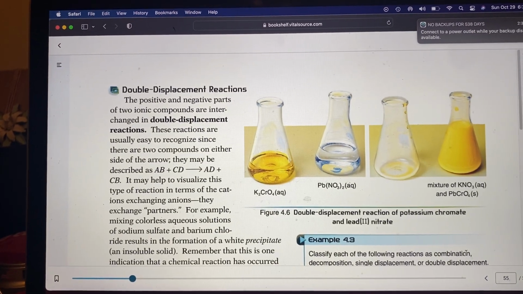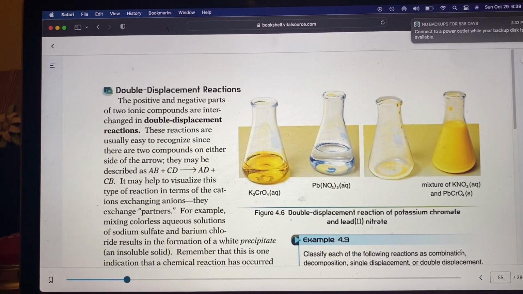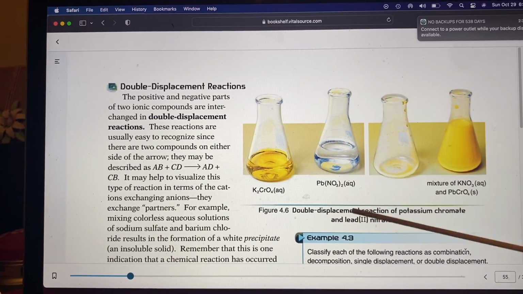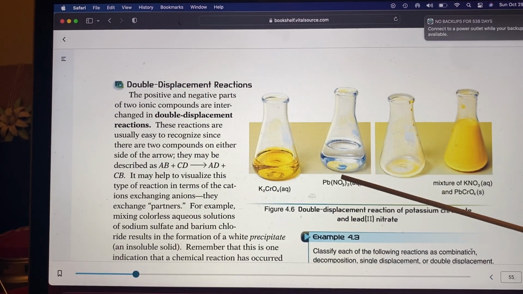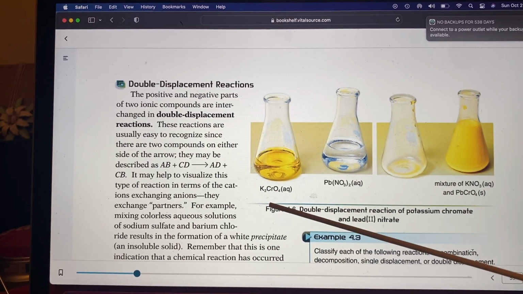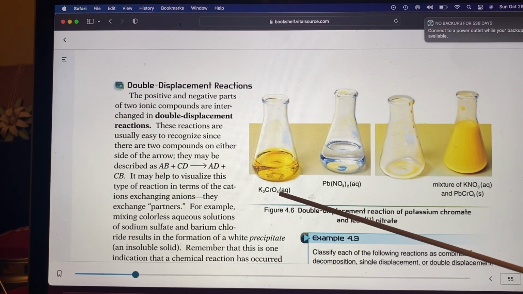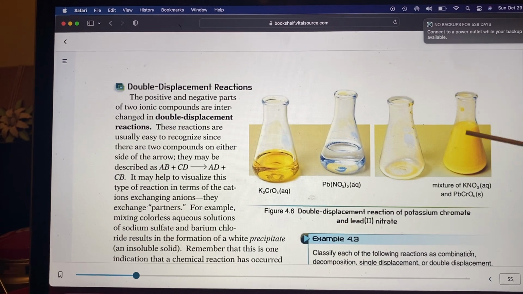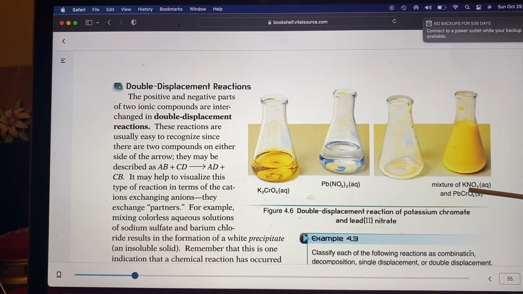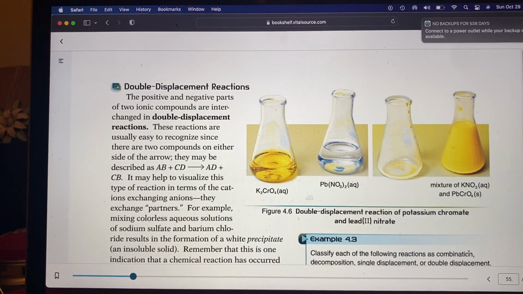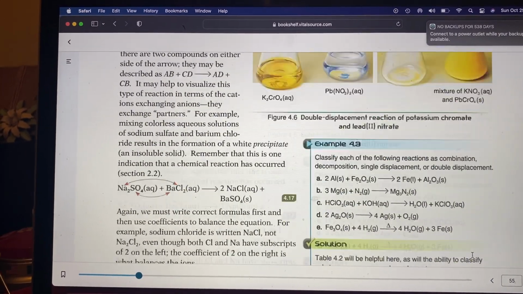And then this here is a double displacement. This is a reaction of potassium chromate and lead nitrate. They both basically do-si-do, they change partners. So here we have potassium chromate, and we have lead nitrate, and the mixture changes into potassium nitrate and lead chromate. They totally change here in that picture in a chemical reaction.